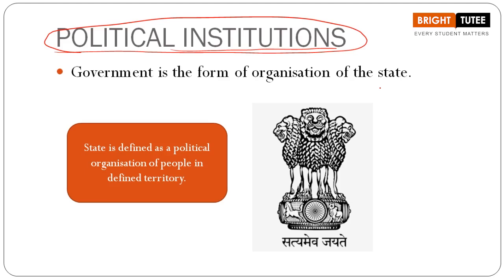Here we know that the term government is really important. In previous chapters as well, you have heard this term and you have learnt about the importance of government. But here in detail, we are going to understand why we need a government. Why is it necessary for us to have a government in any country? So here we can say, in very simple terms, that government is the form of organization of state.